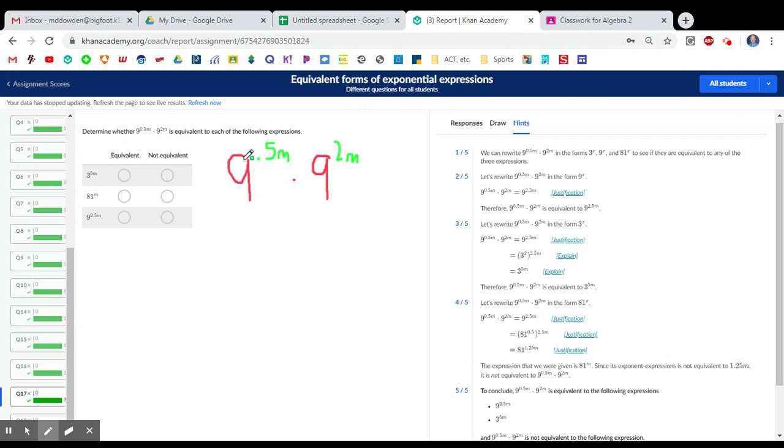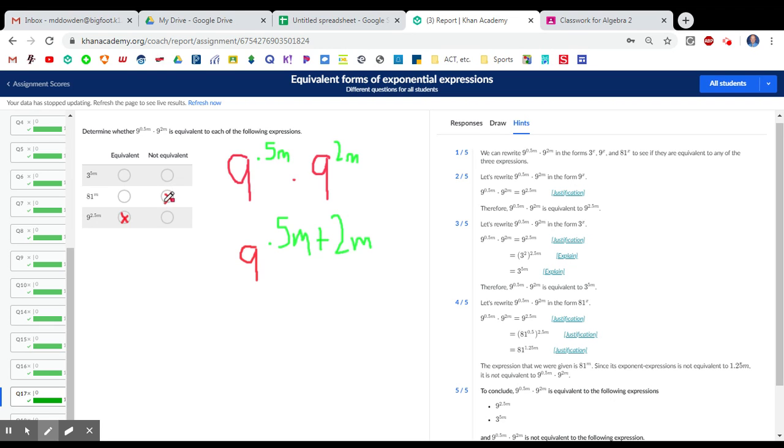So our rule was if the bases were the same and we were multiplying, then we get to add the exponents. So we would rewrite this as 9 to the 0.5m plus 2m power. We do this because now, as you can tell, this is definitely equivalent to 9 raised to the 2.5m power, because 0.5m power plus 2m is the same as 2.5m. So again, this is equivalent. The bottom one is equivalent because this can be rewritten as 2.5m when you add those two up.